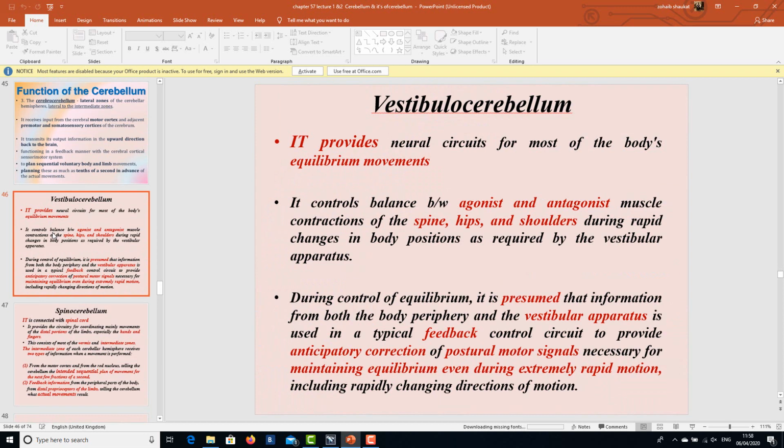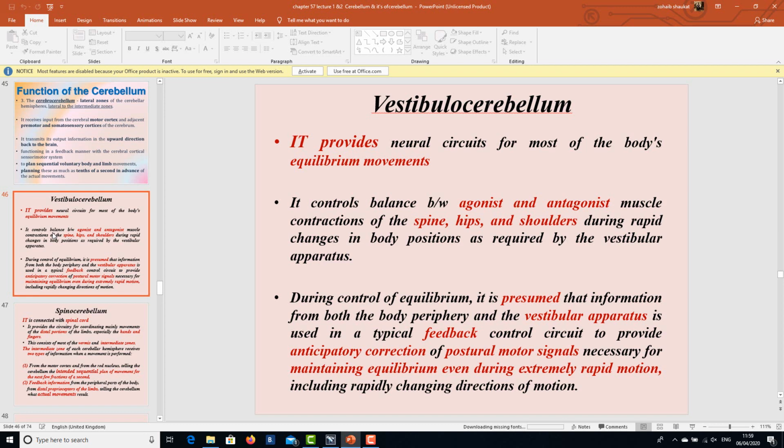Now let's talk about them in detail. What is this term vestibulocerebellum? It provides neural circuits for most of the body's equilibrium movements.